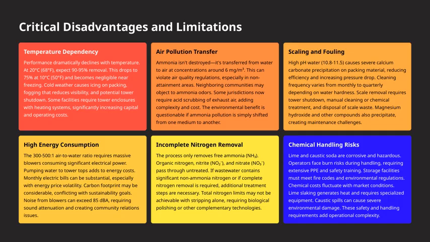Next, there's the issue of air pollution transfer. It's important to understand that ammonia isn't destroyed in this process. It's simply transferred from water to air, often at concentrations around 6 milligrams per cubic meter. This can lead to violations of air quality regulations, especially in areas that already struggle with pollution.